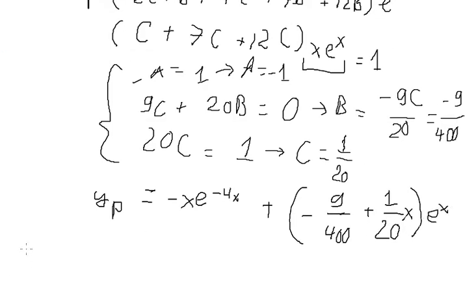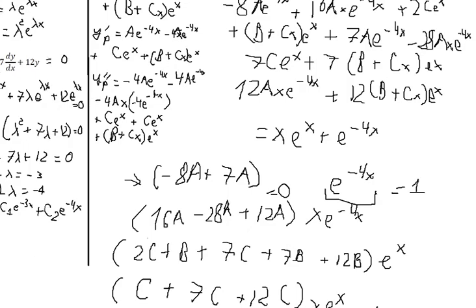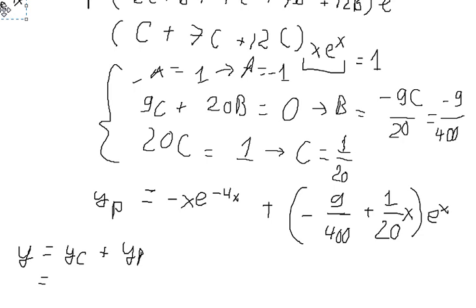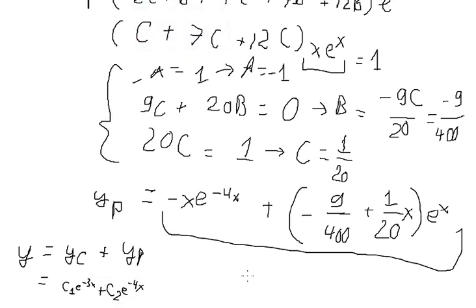After we calculate the particular solution, we can have the general solution in here. Yc plus yp. Yc we just calculated in here, and yp you just copy and put in here. And now you can get the final answer.